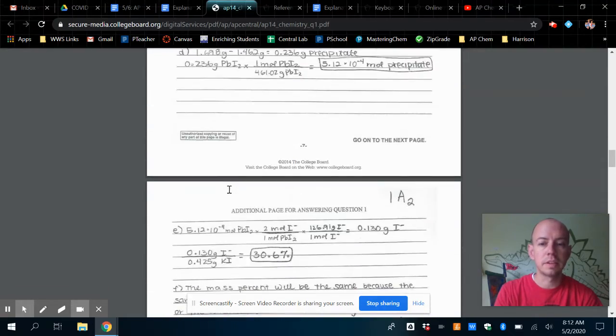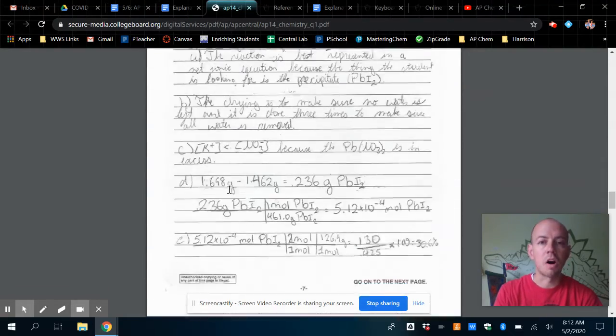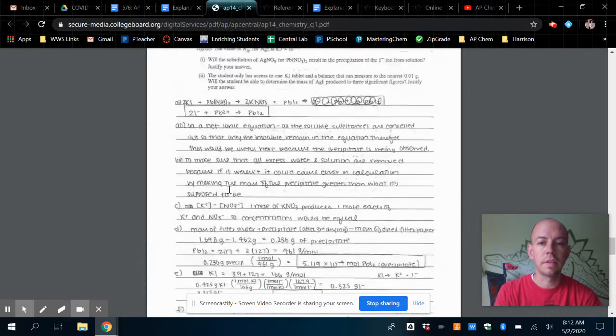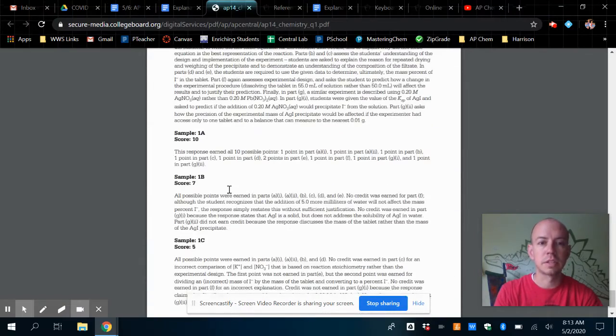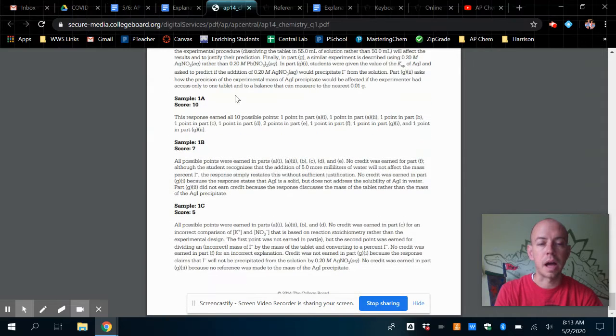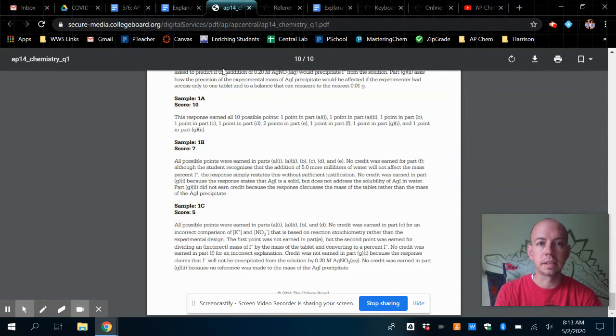I know we did some of this in class, but people also asked to see what it looked like when a student actually wrote this. And down here at the bottom of each one, it tells you how many points were earned and what did and didn't get the points.